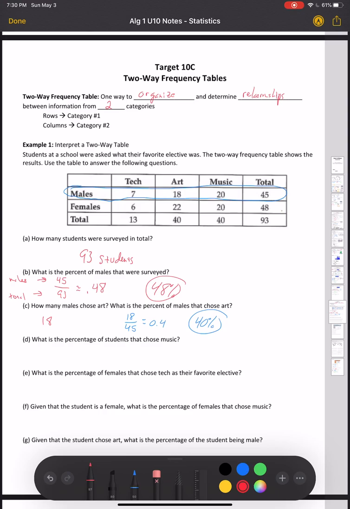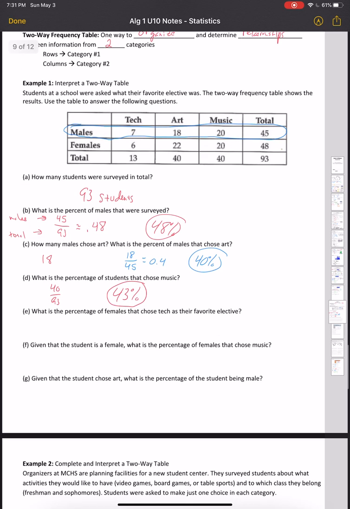Next question is saying, what is the percentage of students? So we're talking about all students. So our total is 93 that chose music. So the total amount of people who chose music was 40. So 40 divided by 93 as a percentage, careful of your rounding, is 43%. So 43% of students chose music as their favorite elective.